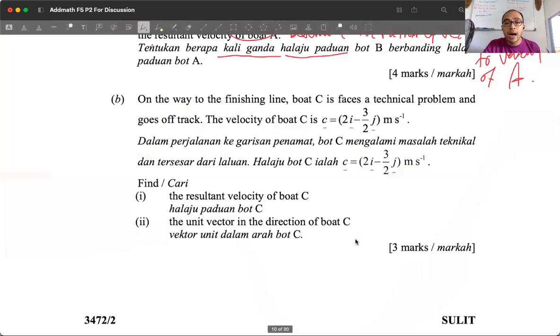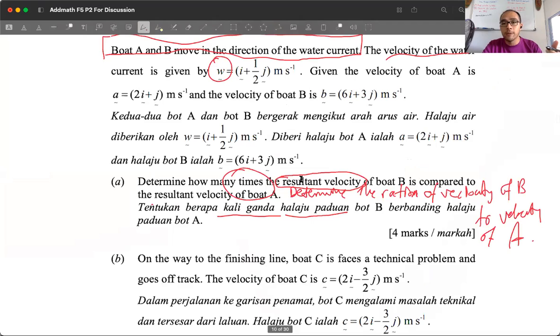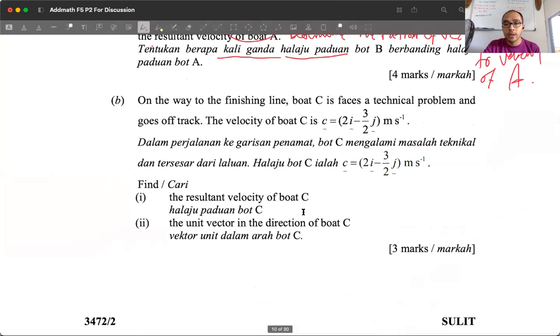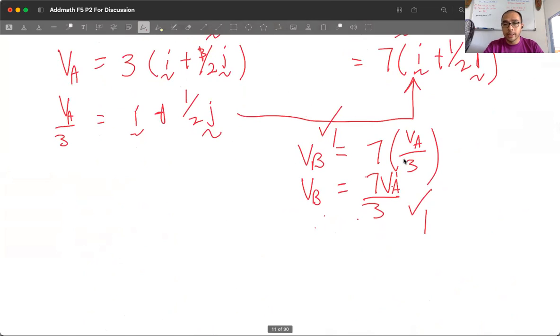Okay, determine how many times the resultant velocity. So when you see the words "how many times", next time, basically you just change the word to determine the ratio. The ratio of velocity B to velocity A. Okay, and then we can write it like this.